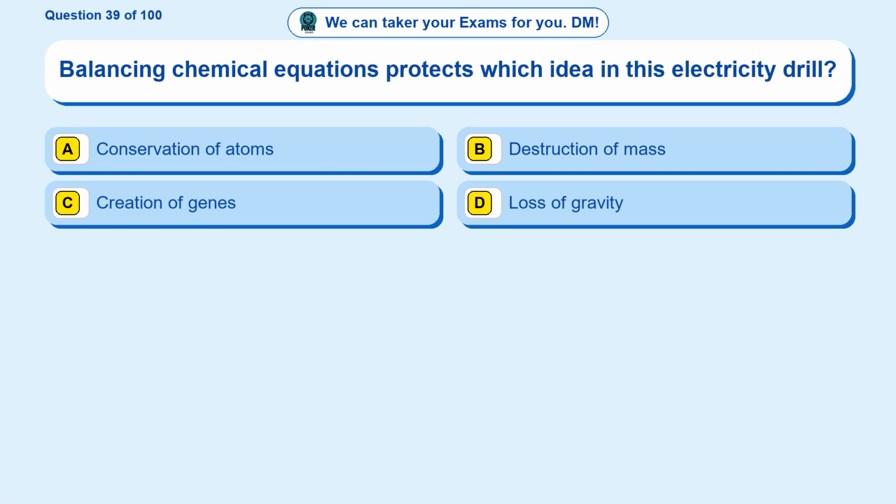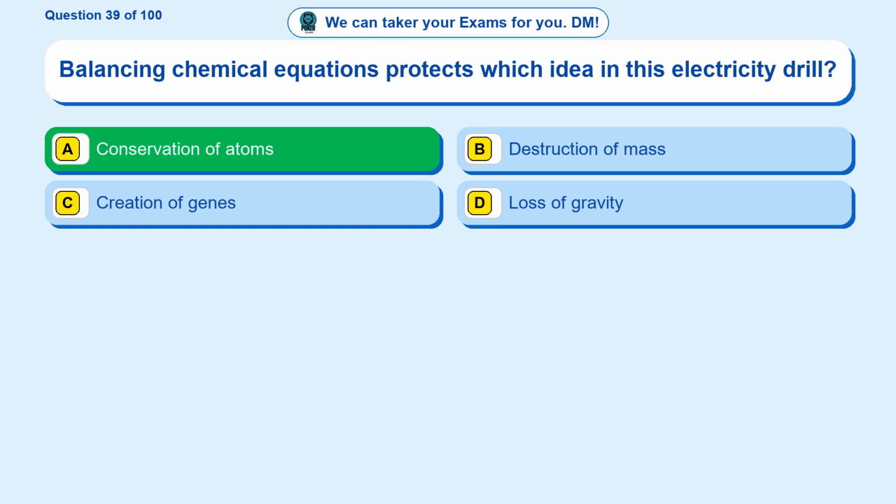Question 39. Balancing chemical equations protects which idea in this electricity drill? Option A, conservation of atoms. Option B, destruction of mass. Option C, creation of genes. Option D, loss of gravity. The correct answer is option A, conservation of atoms.